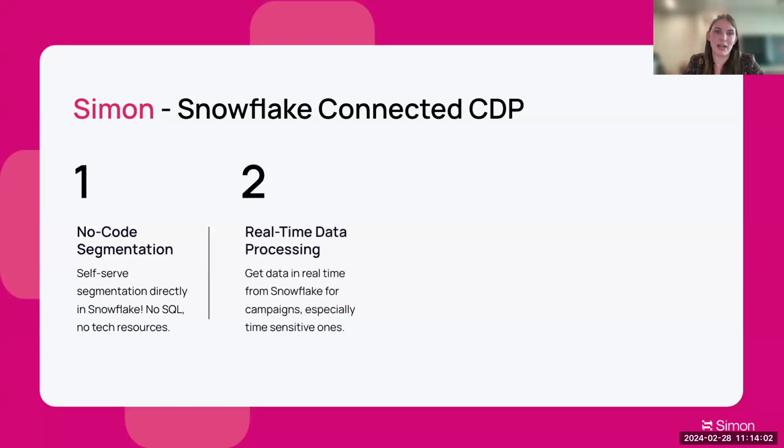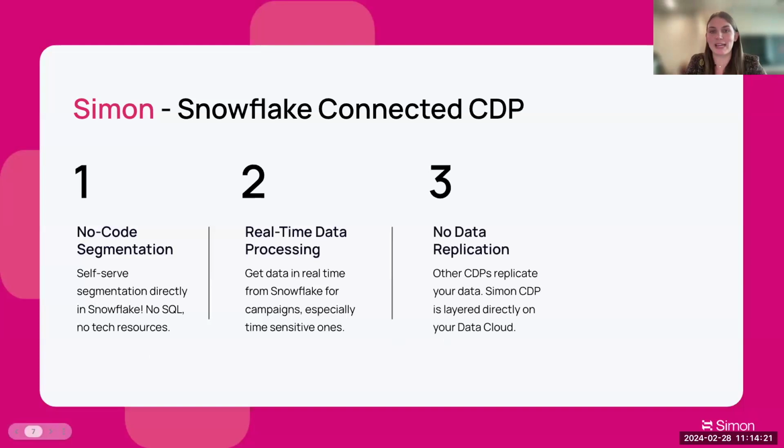Next is real-time processing, which is extremely important for certain marketing campaigns. For example, abandoned cart campaigns, you want that event data in real time so you can see exactly when and what a customer abandoned, and follow up with them in real time to get them to purchase.